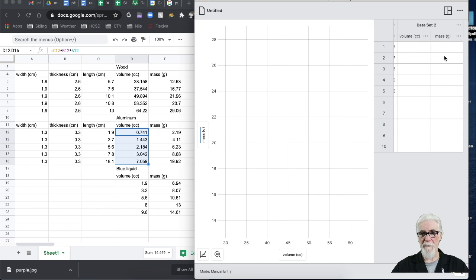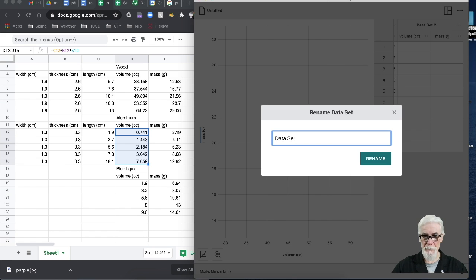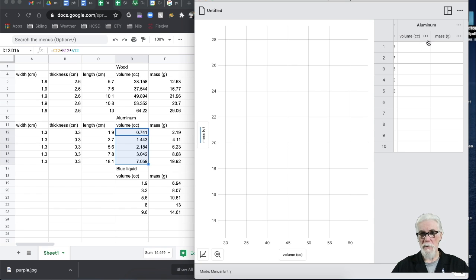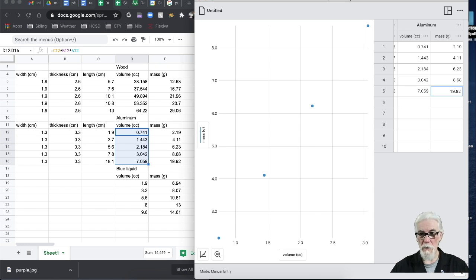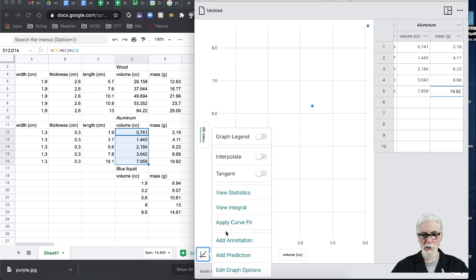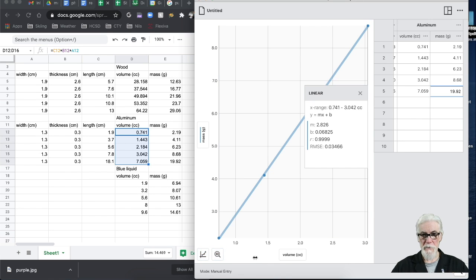I'm going to add a new data set. I'm going to name this one aluminum. And it already puts the headings on here, volume and mass, because those are the things that I'm entering here. So I'll just enter numbers. Once again, it looks like a straight line relationship works. Let's check it out by applying a linear curve fit. And again, very good R value.